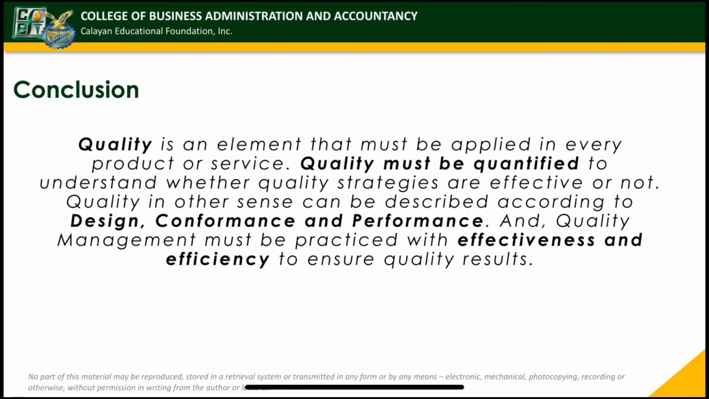To summarize the first chapter, quality is an element that must be applied in every product or service. Quality must be quantified to understand whether quality strategies are effective or not. Quality in another sense can be described according to design, conformance, and performance. And quality management must be practiced with effectiveness and efficiency to ensure quality results.